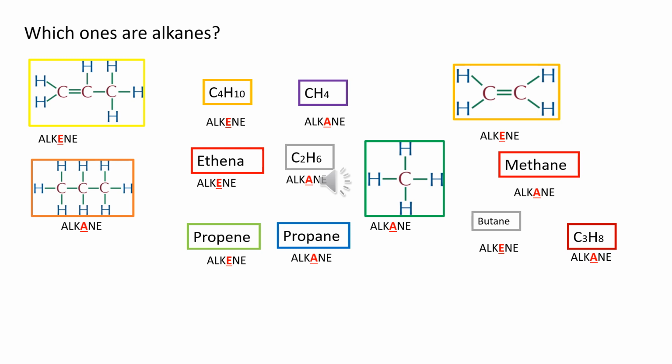So for your GCSE, you only need to know the first four. So that would be methane, ethane, propane, and butane. So it is important for you to learn all these formulas and their names as well. The more you practice writing these formulas and writing down the correct name for each formula of alkane, that will be really helpful for you when you go to GCSE.